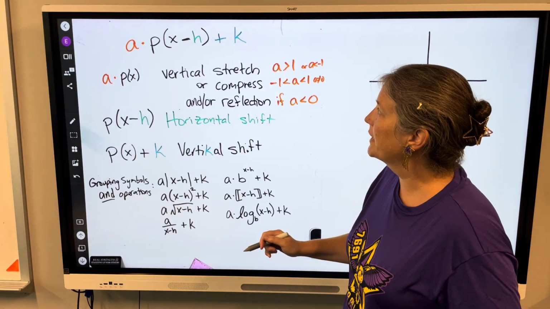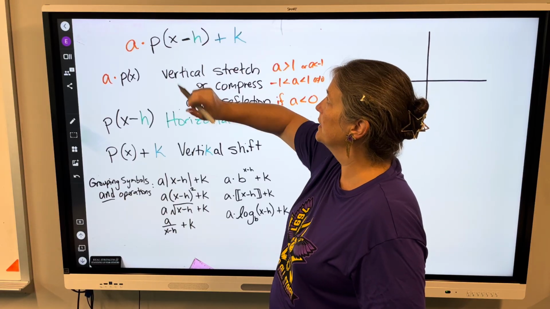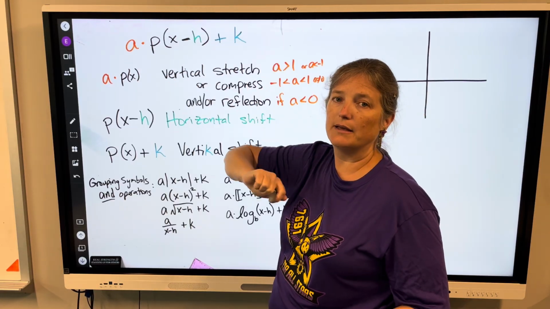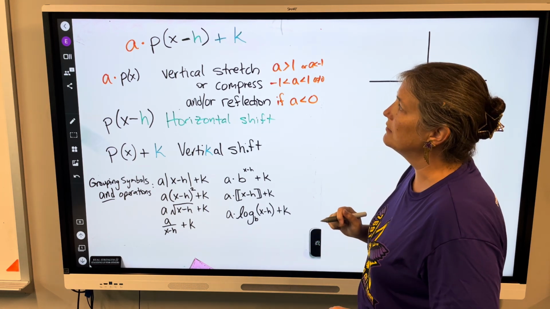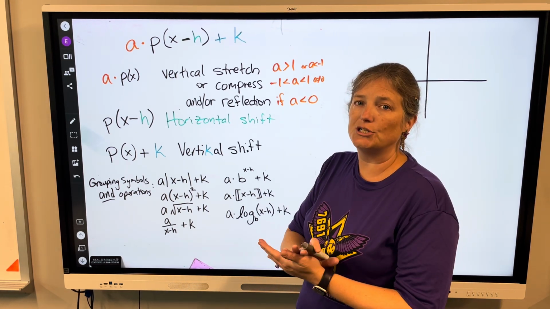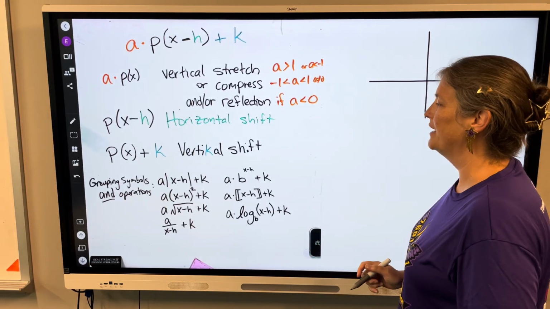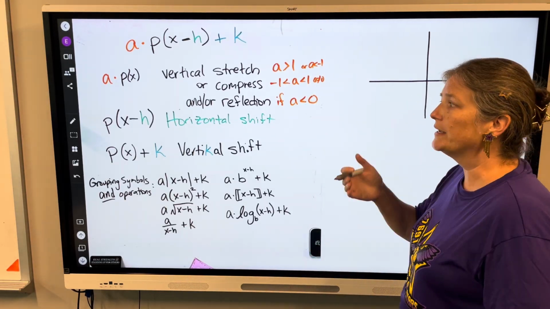Now it's important to recognize that this p of x that we've inserted this minus h, the plus k, and the a times around can be any of the 10 parents that are on that sheet, or absolute value. So technically 11 parent functions. There's two ways to think about this.